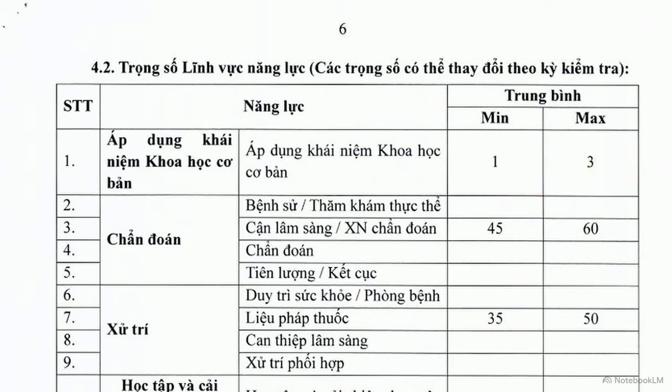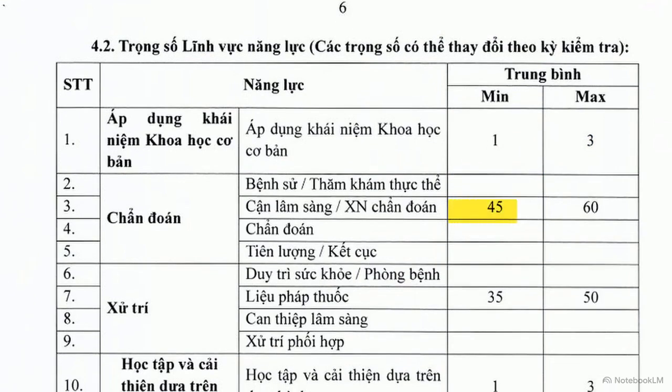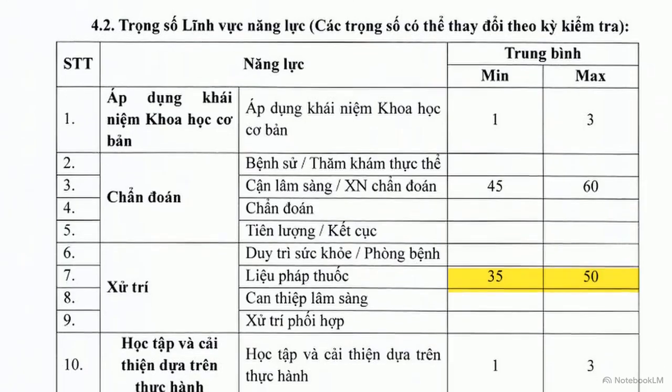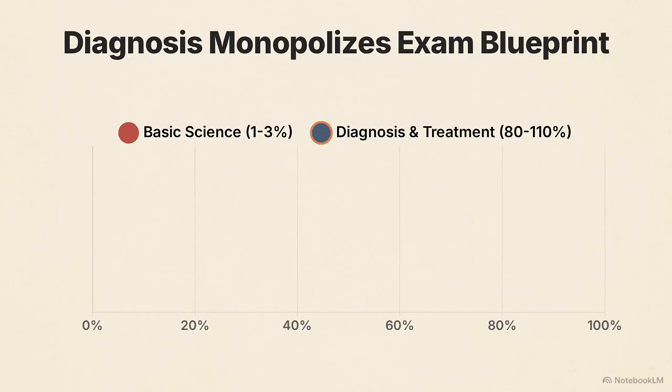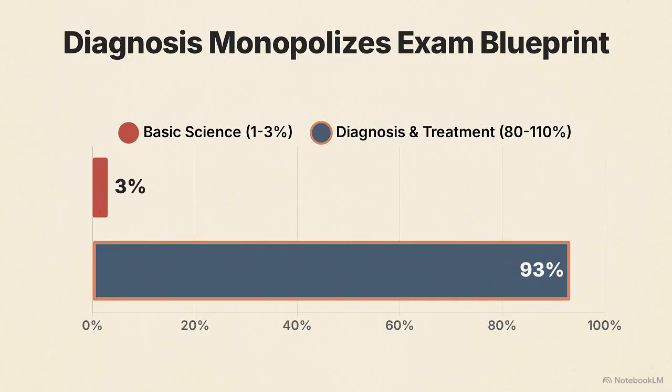Now look at row 3. The ability to select appropriate lab tests and formulate a diagnosis accounts for 45 to 60% of the test. Right below that, pharmacology and clinical management command another 35 to 50%. When you chart this out, the math is undeniable. Diagnosis and management monopolize the exam, shrinking basic science to a statistical rounding error.